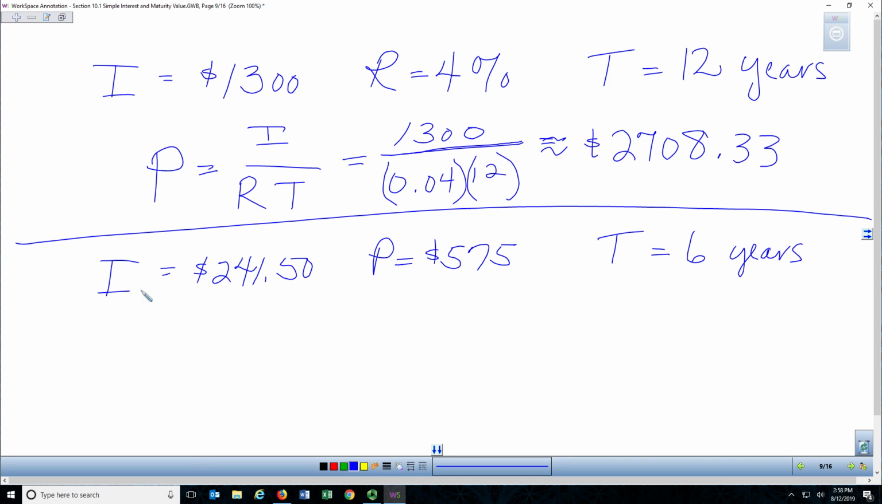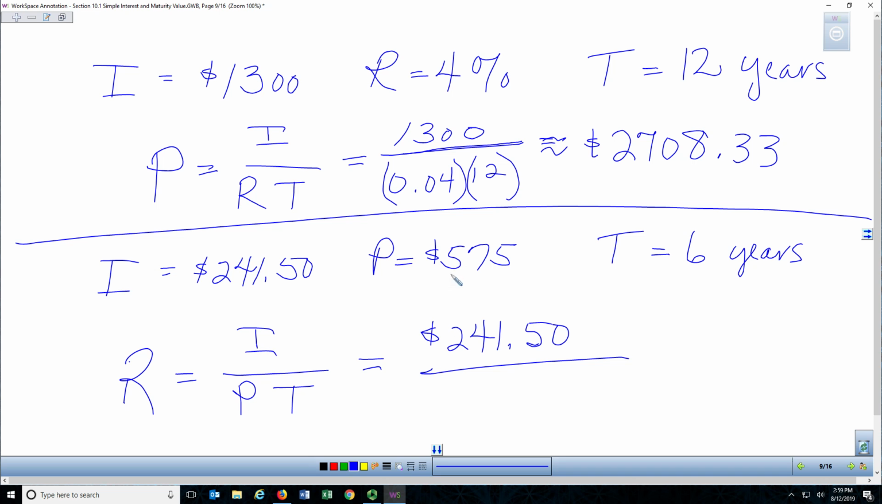In this problem, I know I, P, and T. What I don't know is R. So R is interest divided by principal times time. So the interest is $241.50. And that's divided by the principal, $575, times 6, and it's years, so I don't need to worry about a fraction.